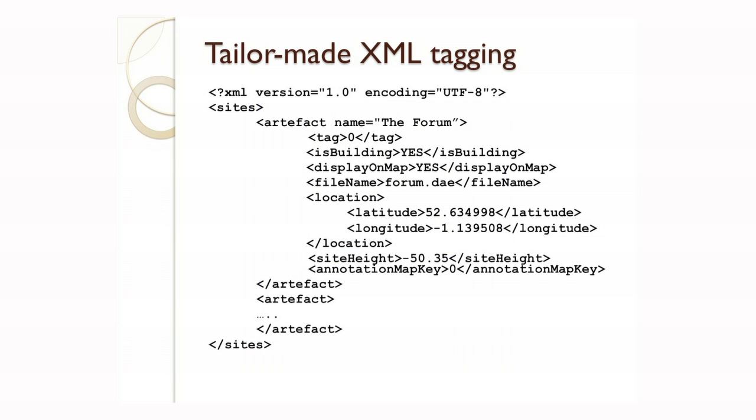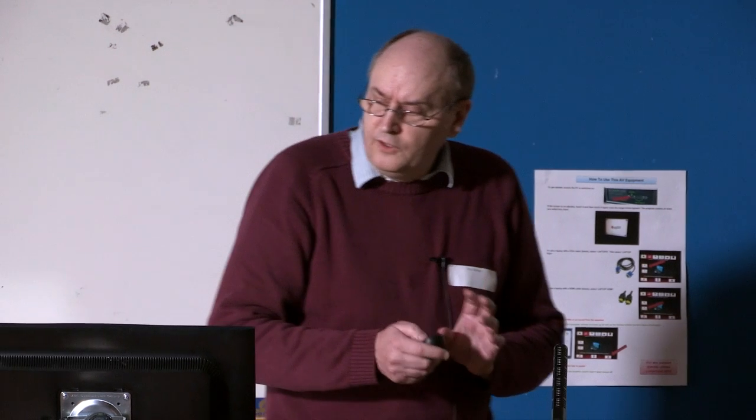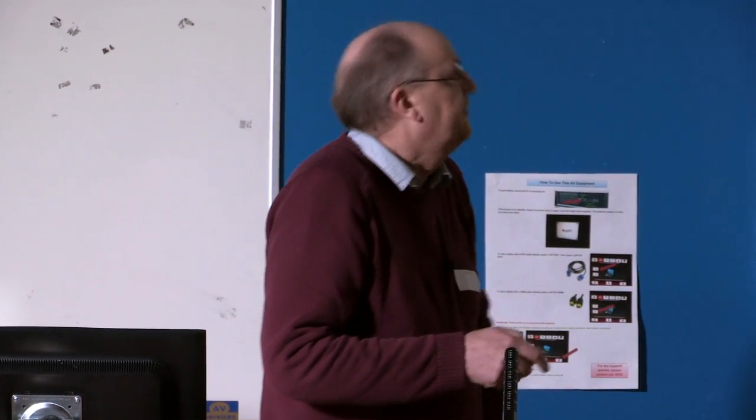The other thing that I was anxious to do was to make sure, as far as possible, this would be updatable. So I generated a tailor-made XML to store information about artifacts and buildings. You can see here everything's got tailor-made tags. These can be stored in the computer as a text file, or on the device, or online, and then updated easily. Significantly, it has the name of the 3D model, and the longitude and latitude, and the relative height information as well.